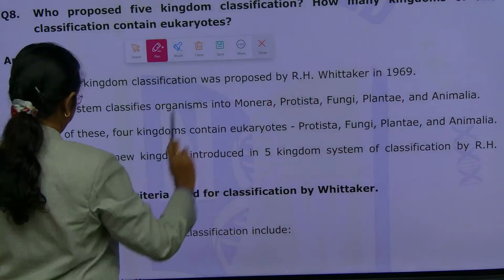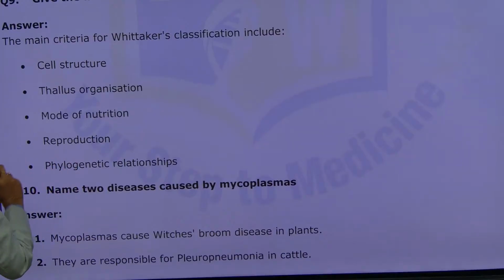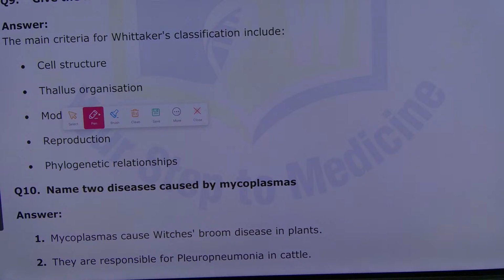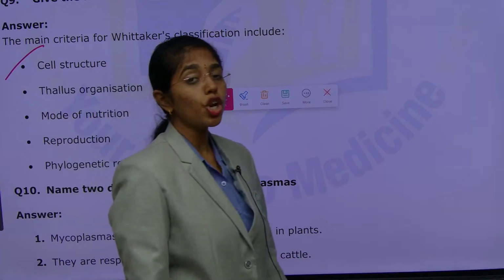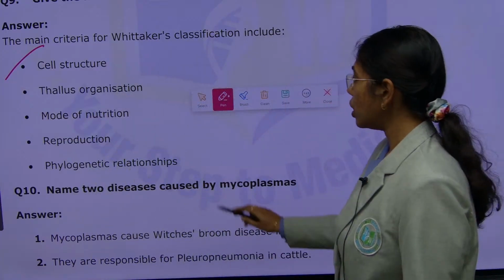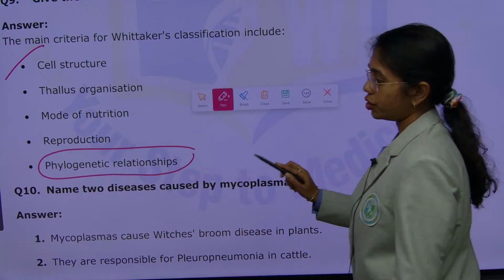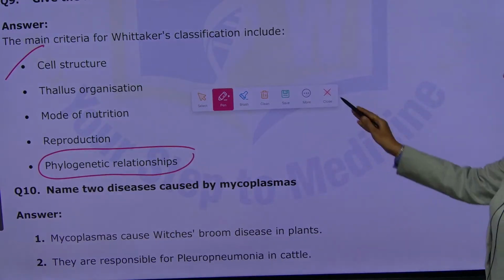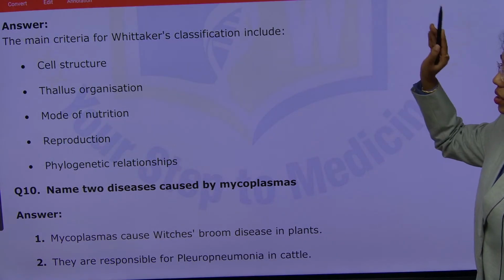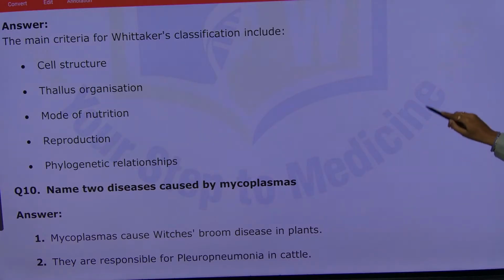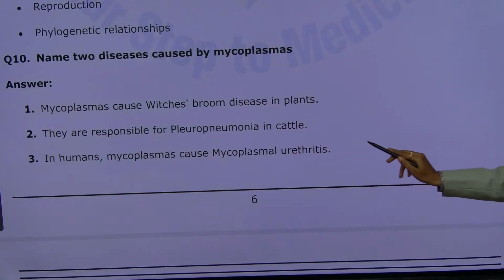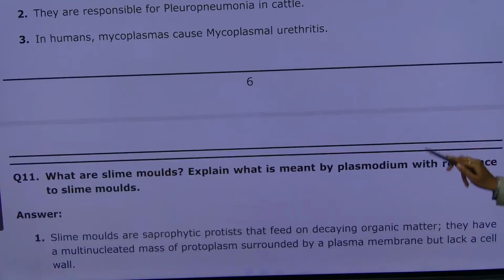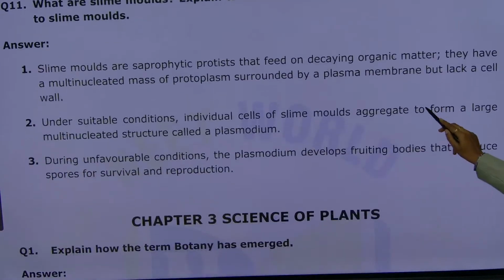Then give the main criteria used for classification by Whittaker. There are 5 main criteria: cell structure, thallus organization, mode of nutrition, reproduction and phylogenetic relationships. That's it. It is just a 2-marker question. Whatever question is asked, mention the answer clearly, it will be enough. Name the 2 diseases of mycoplasma. One is pleuropneumonia in cattle. In humans, mycoplasma causes mycoplasmal urethritis.